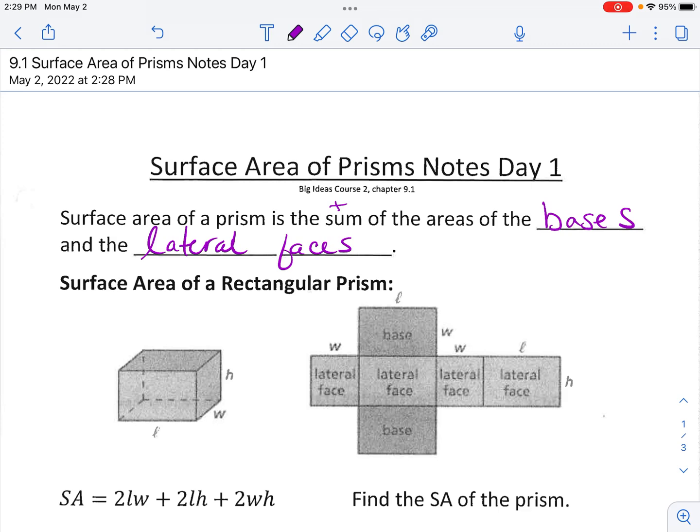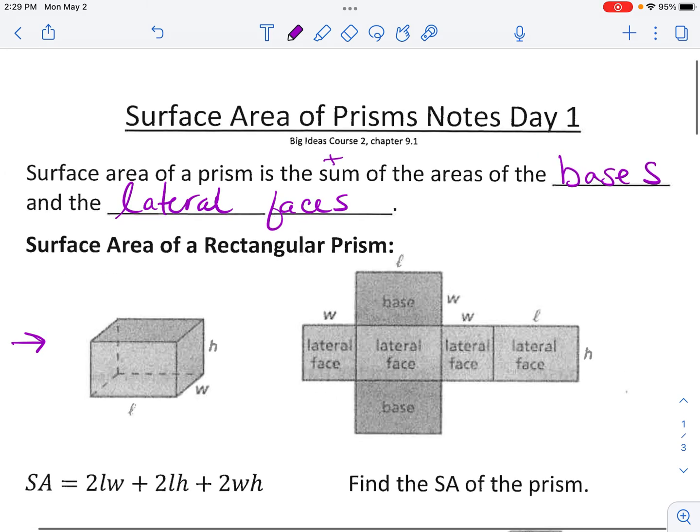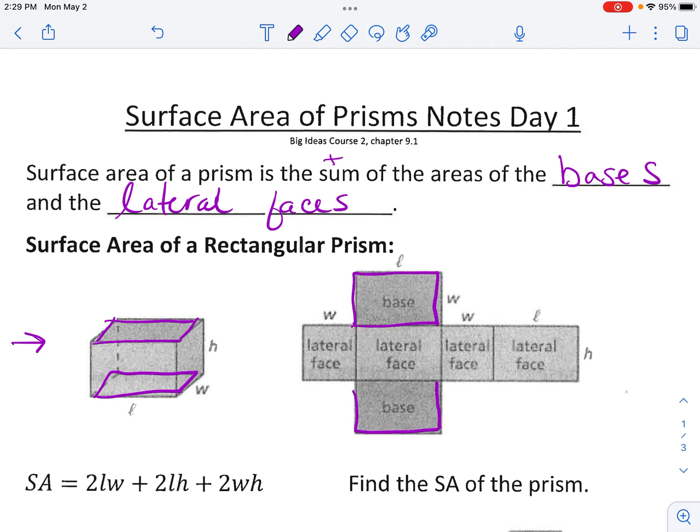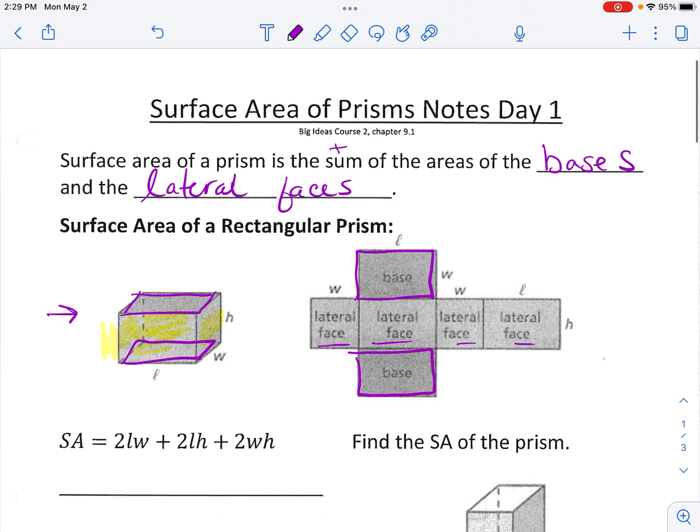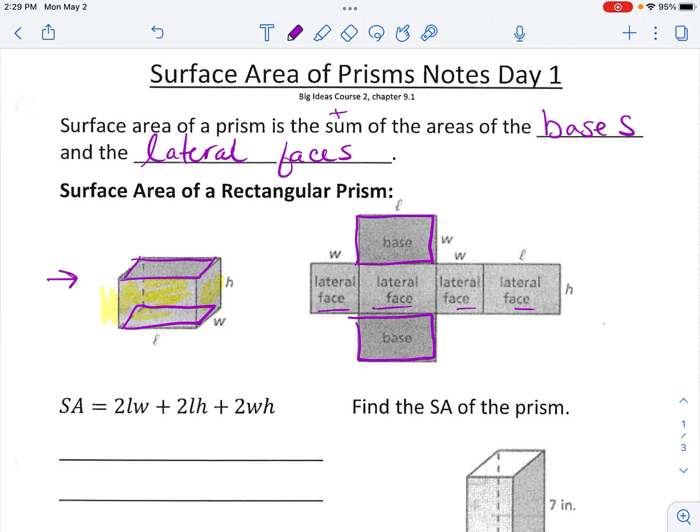Okay, so your rectangular prism will look like this. If you unfold it, the bottom, what it is sitting on, are your bases, which are here and here. And then these faces around the rectangular prism are called your lateral faces. So to find the surface area, the area of all of the faces, you're going to do the sum of the bases and the lateral faces.